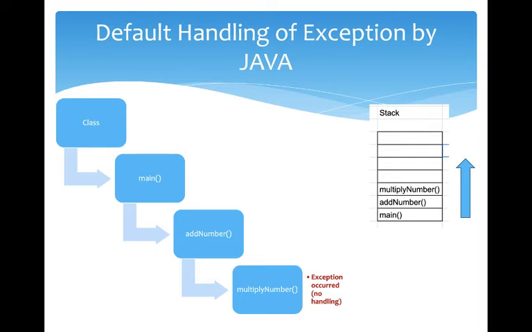Main method will say, okay, I'm also not handling that exception. Then what will happen? Ultimately, it comes to a JVM which has a default exception handler. And now what this default exception handler is going to do, it's going to abruptly stop your program without going further or without doing anything else.